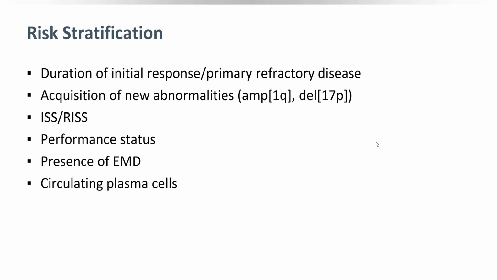High dose melphalan is a different dose. It is given IV. Usually the melphalan regimen which we give in VMP is oral melphalan, at a very low dose of 8 mg per meter square in a week. Risk criteria: duration of initial response, primary refractoriness, acquisition of new abnormality, amplification of 1q, del 17p.